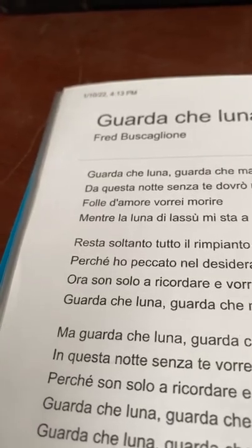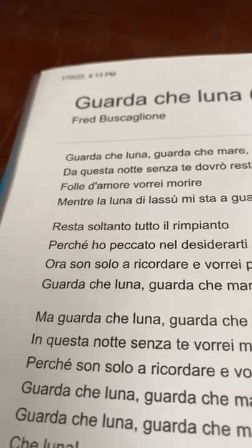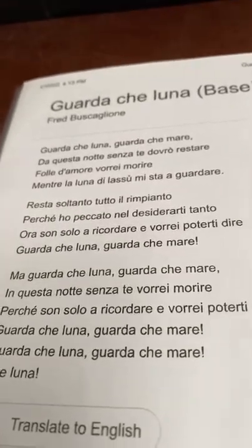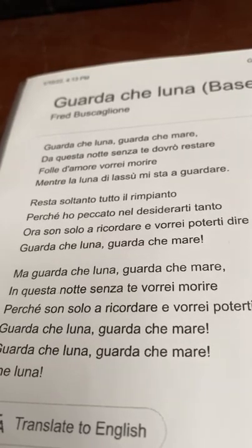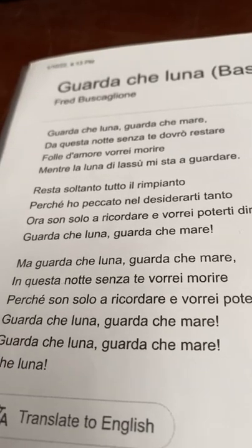Folle d'amore. Folle. Crazy with love. Folle in this case is an adjective. Vorrei morire. Vorrei, is it a future tense? Is it a conditional? Io vorrei, tu vorresti, noi vorremmo. It must be a conditional. So that's where you come in then, and do you remember? And sometimes if I don't have the work in front of me, I can't remember. But that doesn't mean that I don't know. It just means I can't remember.